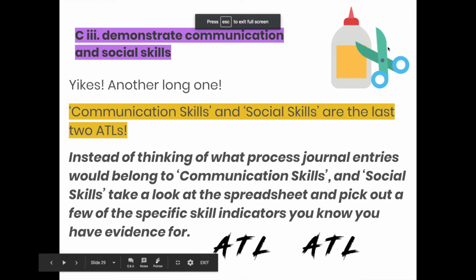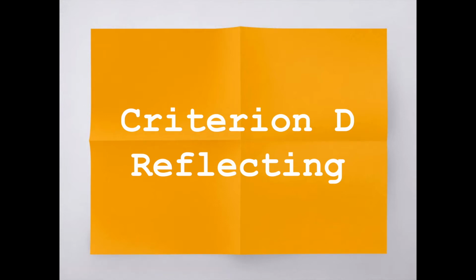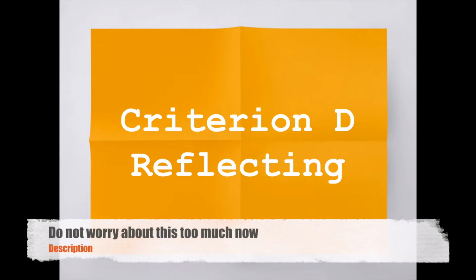Now moving on to Criterion D, reflecting. Criterion D, reflecting, you're going to find that this is much shorter than the other ones because at some point you can, instead of picking out a specific process journal entry for a strand here, you can talk about process journal entries you've already mentioned.